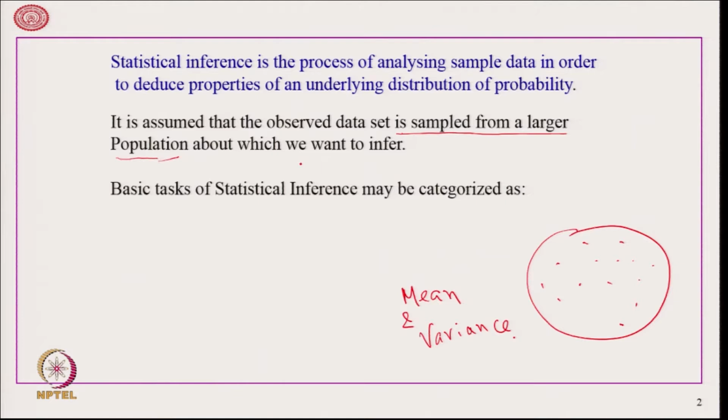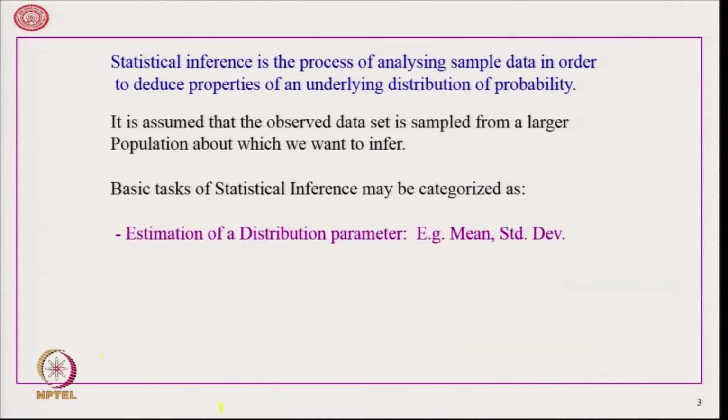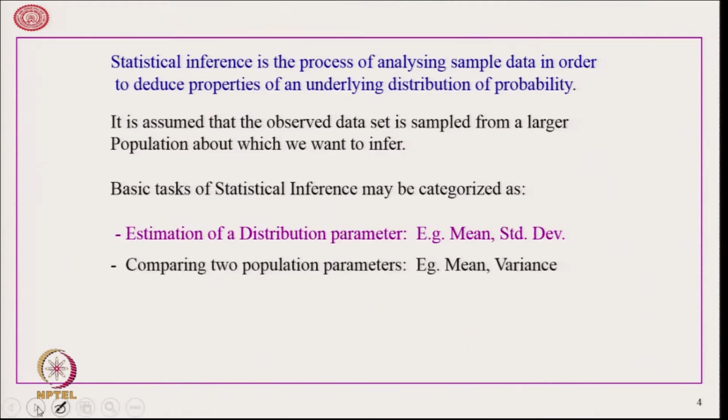Therefore, what is being done? Suppose there is a huge set of data, we take a small sample, typically randomly chosen, and based on that our aim is to infer about this population, or sometimes we shall see that we compare two populations. Therefore, the basic tasks of statistical inference can be said. One is estimation of distribution parameter, it can be comparing two population parameters, namely mean and variance.